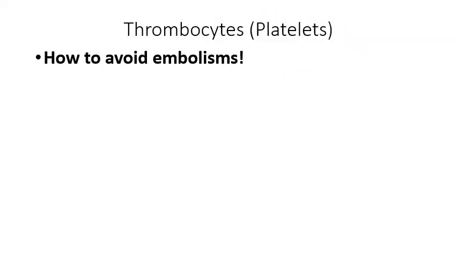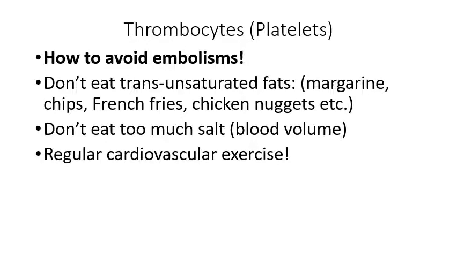Okay, how do you avoid embolisms? You have to prevent your blood from clotting, or at least clotting quickly. There are a number of ways you can do that. Number one is don't eat trans unsaturated fats. Don't eat margarine. Don't eat chips and French fries that are fried in partially hydrogenated vegetable oil, because trans unsaturated fats are present in these types of oils. Regular oil, like canola oil, olive oil, those are natural oils.